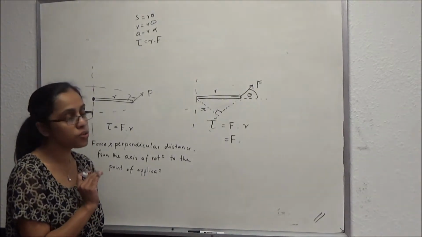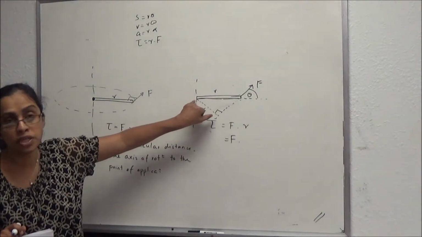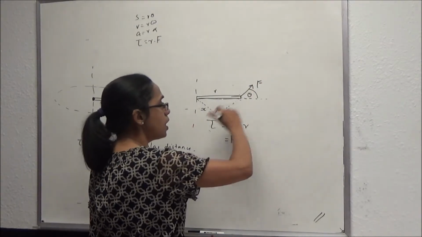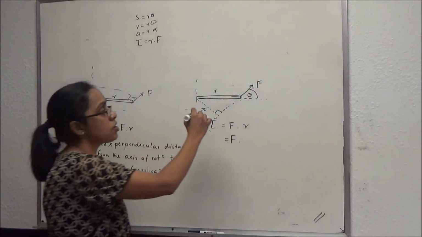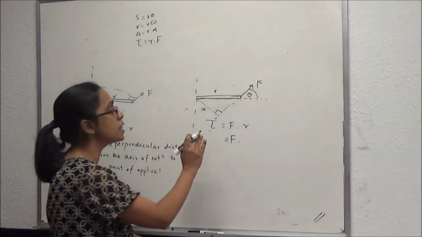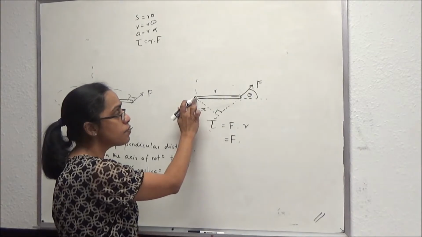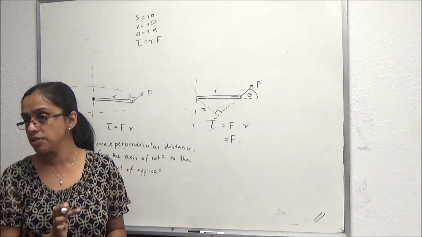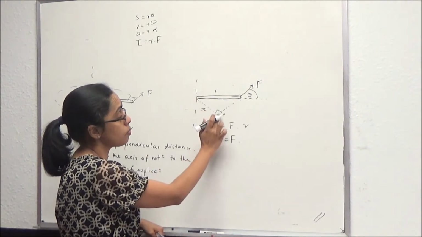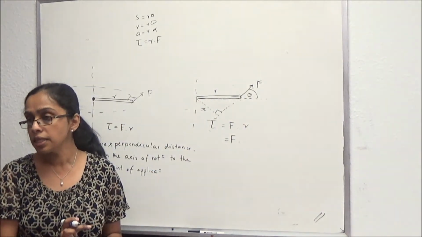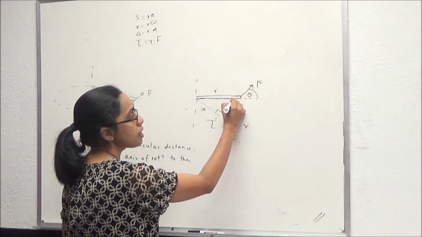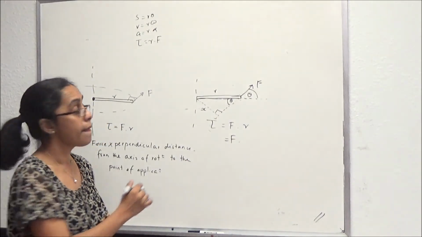All I want you to know is how to find the perpendicular distance. So if you are confused, draw a line along F, and see what is the shortest distance from the axis of rotation. This is obviously not the shortest. This is obviously not the shortest. This is the shortest. Do you understand that? Yeah? Okay, now this is theta. Therefore, this is also theta.